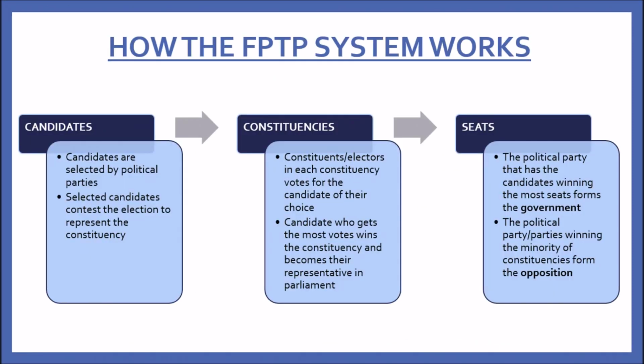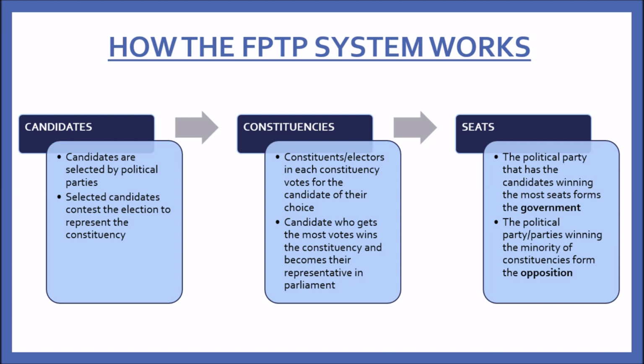How does the first past the post system work? First of all, candidates are selected by the political parties that they are representing. So, political parties select their candidates by vetting prospective persons to see if they share the same values and ideology of the party, and they check to see that those persons have clean records and can stand up to scrutiny. The selected candidates contest the election to represent the constituency.